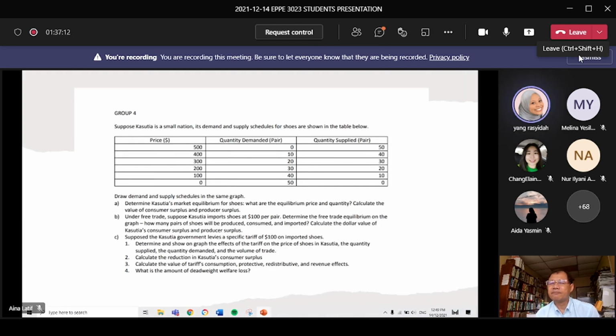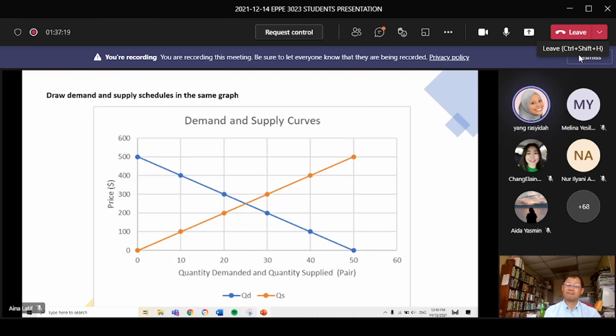Okay, so this is the question. So I'm going to answer A. Next slide. Okay, so the first thing that we need to do when we get the equation is to draw the demand and supply in the same graph. So if we plot all the points, we can get this kind of demand and supply curve. Okay, next slide.